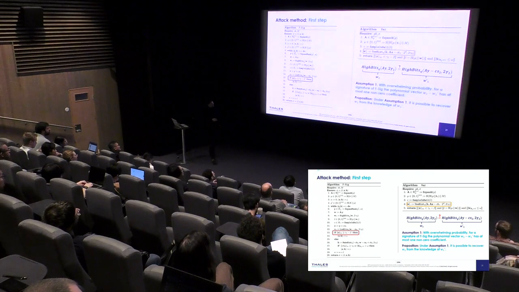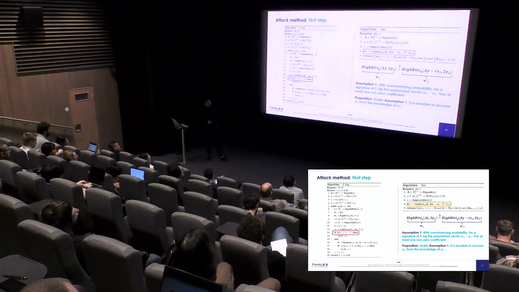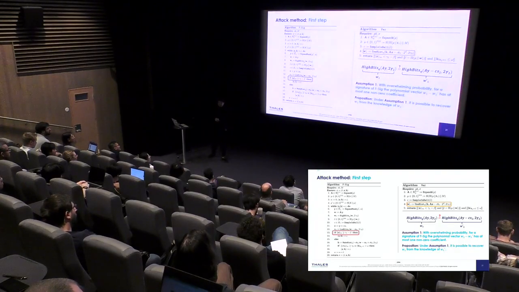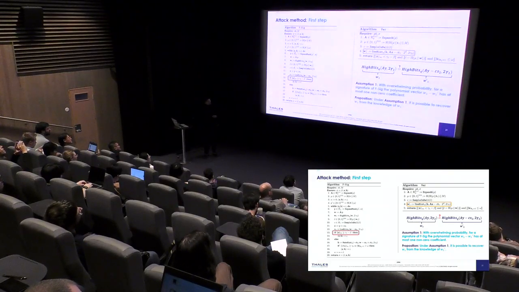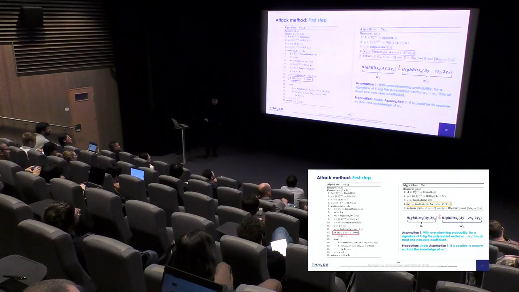What we show in the paper is that these two polynomials of vectors, W1 and W1 prime, are almost the same because there is at most one coefficient that is different, and this coefficient will always be +1 or -1. And we have a proposition that states that if this assumption is correct, then Bob can recompute the correct W1 that was used at signature time.